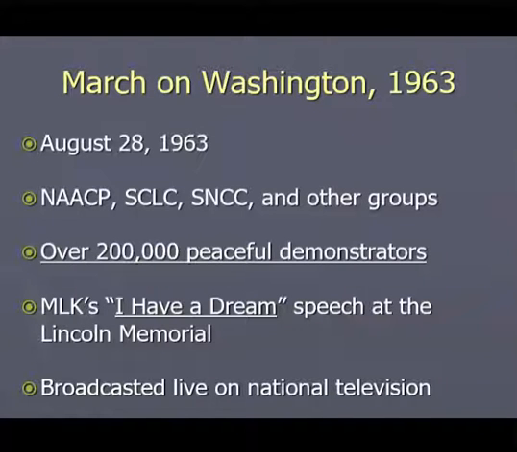All right. The next event that we're going to talk about was the March on Washington. This was August 28th, 1963, and there were over 200,000 peaceful demonstrators that went to Washington to protest. This is where Martin Luther King gave his I Have a Dream speech at Lincoln Memorial, and it was broadcasted live on national television.